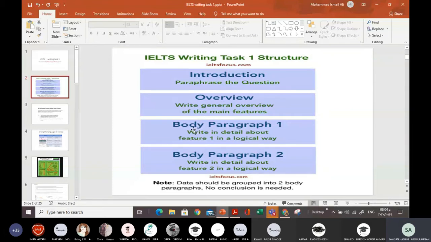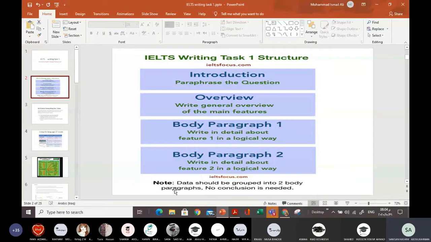After that, we take paragraph number 1 and write in detail about feature 1 in a logical way, and we take paragraph number 2. In the body, paragraph 1 and paragraph 2, write details about feature 2 in a logical way also. Later, at the end, we are going to write the overview, which means general information about our writing and about the main features. Okay, I just want to give you general information about writing task 1.